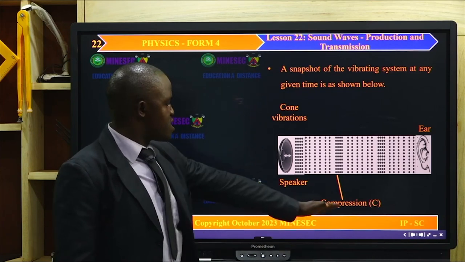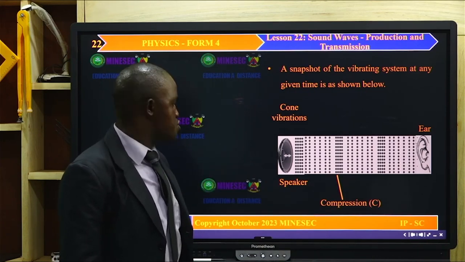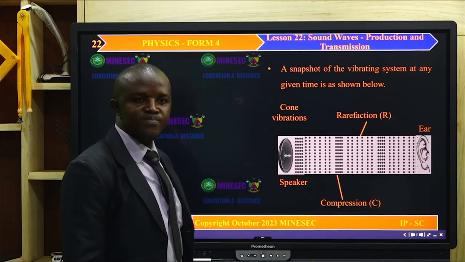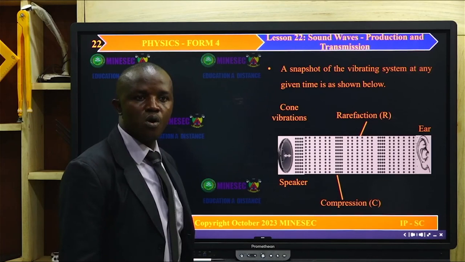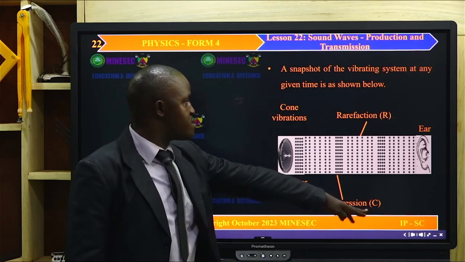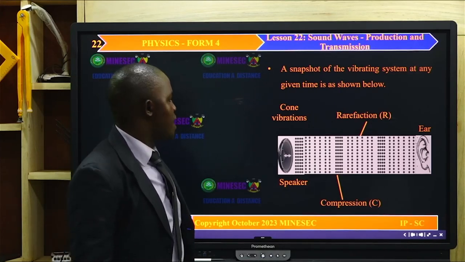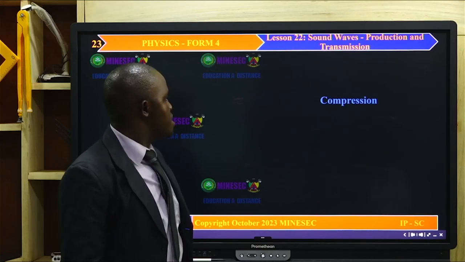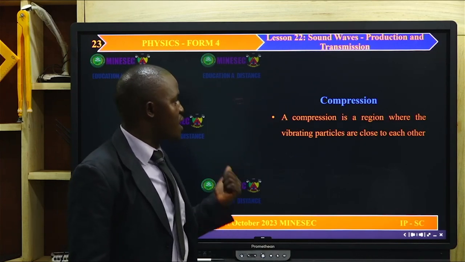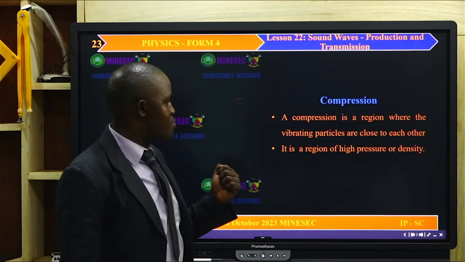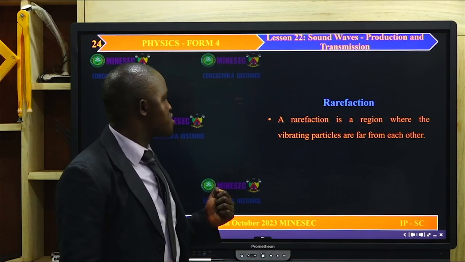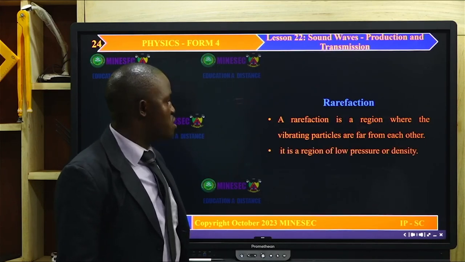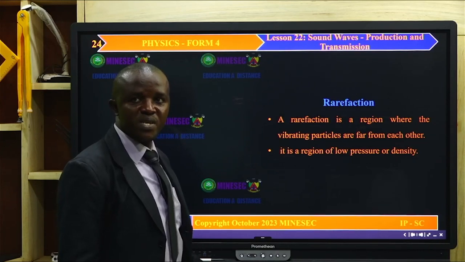There are areas like this one that we call compression, where the particles of the air are bunched together. And there are areas where the layers of air are spaced out, areas of low pressure, which we call rarefaction. Please take note, because we will do some basic analysis of that. A compression is a region where the vibrating particles are close to each other, a region of high pressure or density. A rarefaction is a region where the vibrating particles are far from each other, a region of low pressure or density. The particles we're talking about here are particles of air.